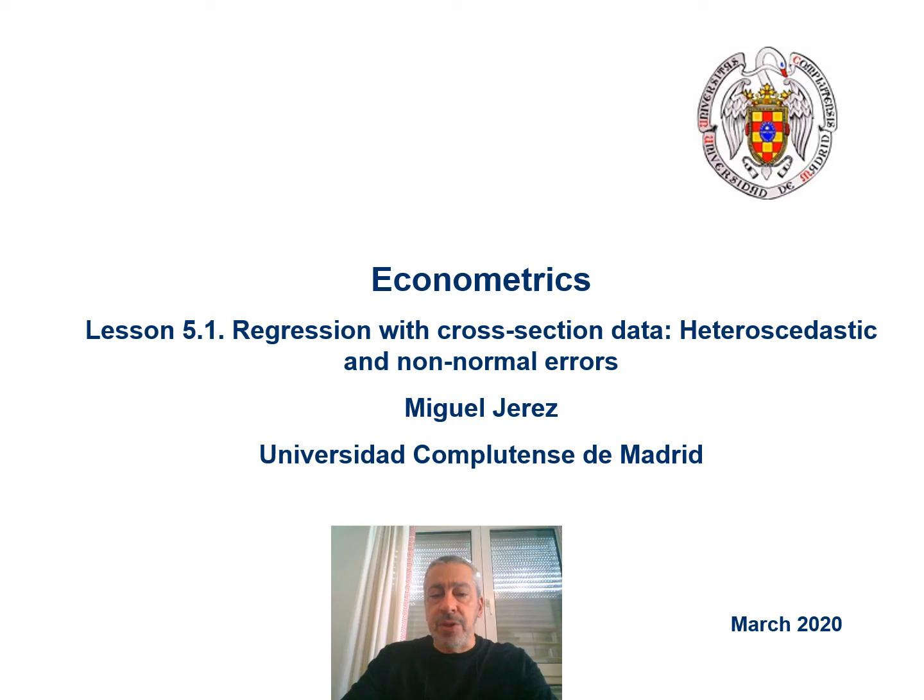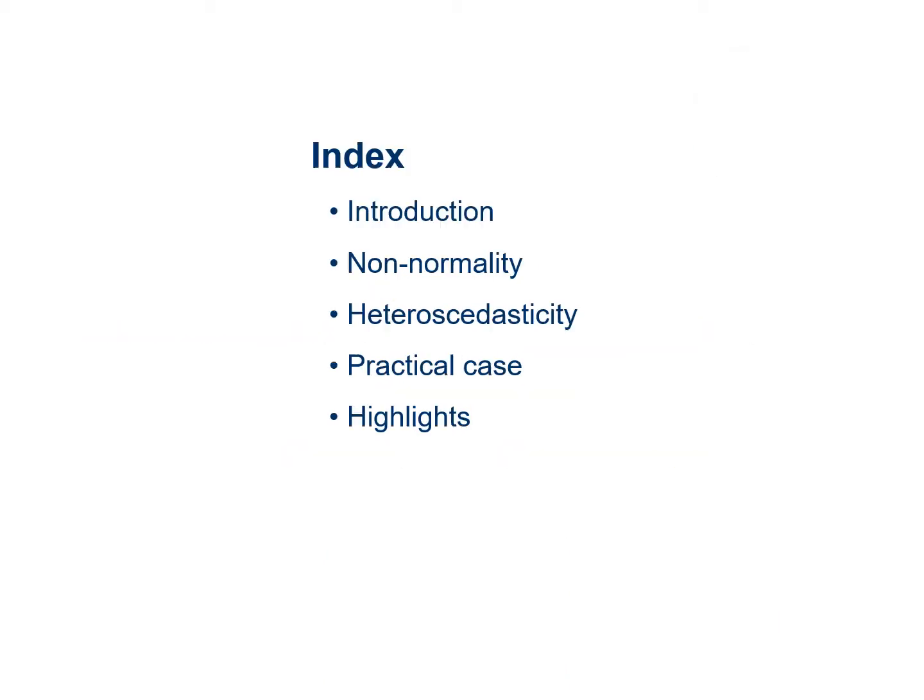Now I will discuss some problems arising in the regression model with cross-section data. In Lesson 5.1, we will deal with heteroscedastic and non-normal errors. This is the index. We will start by a short introduction.